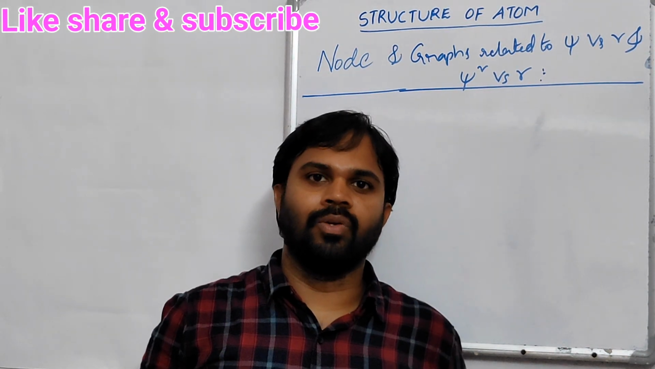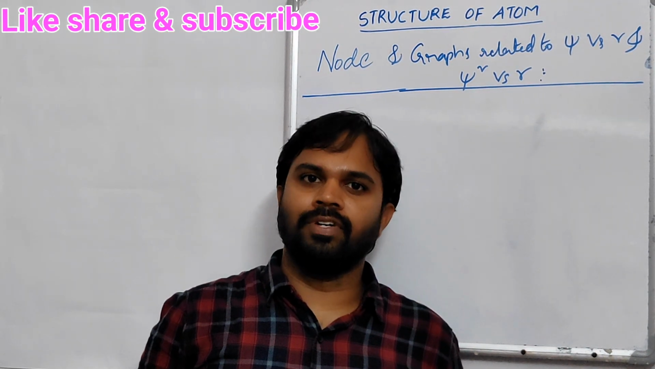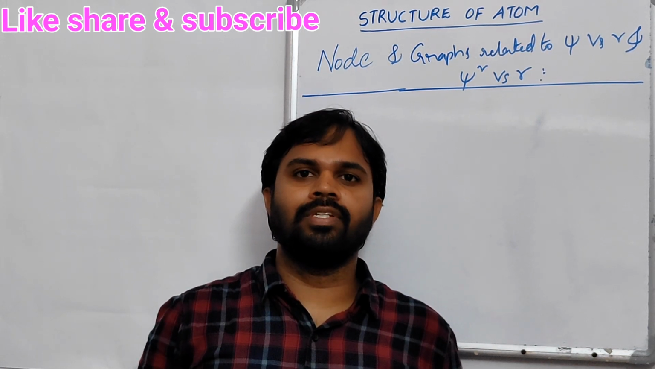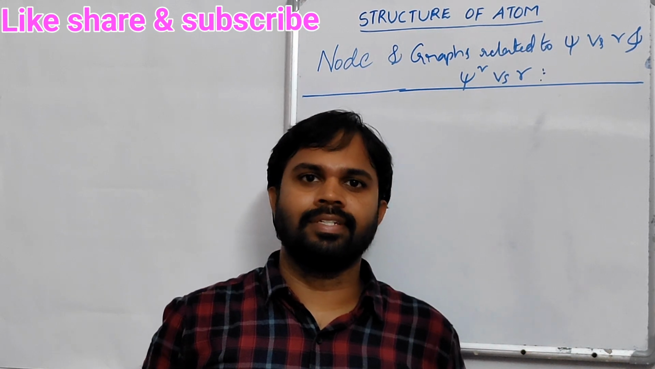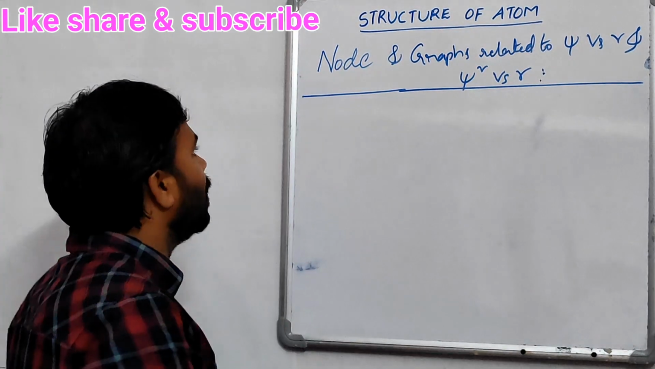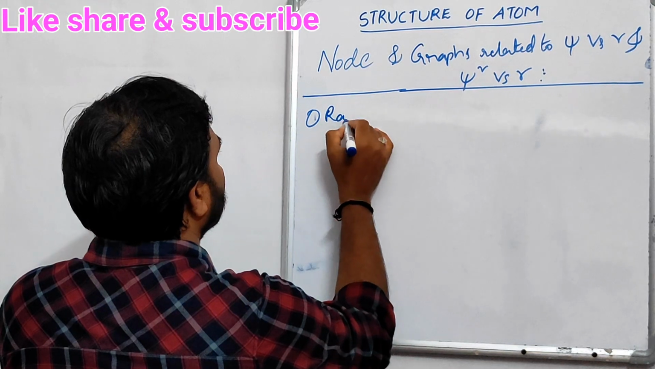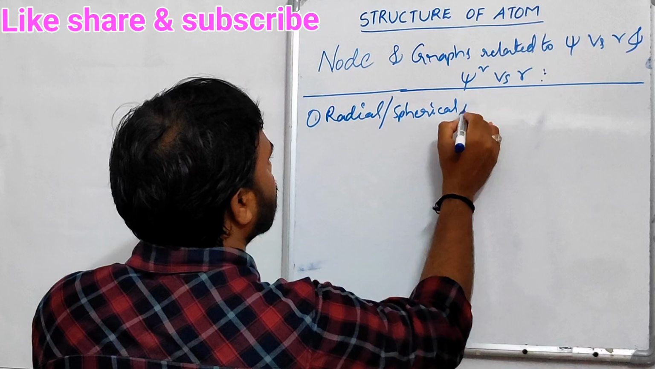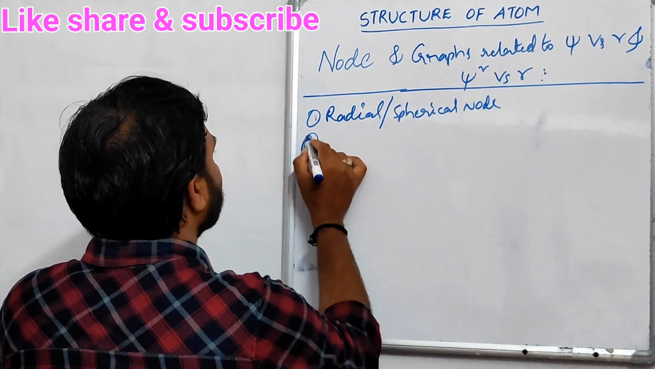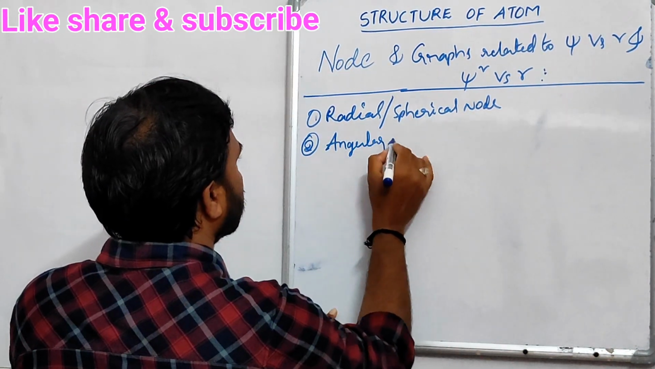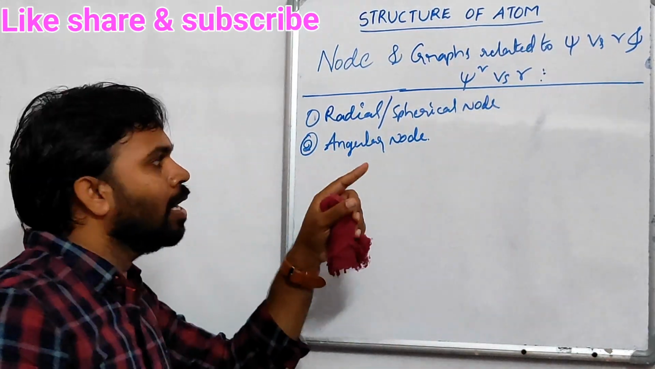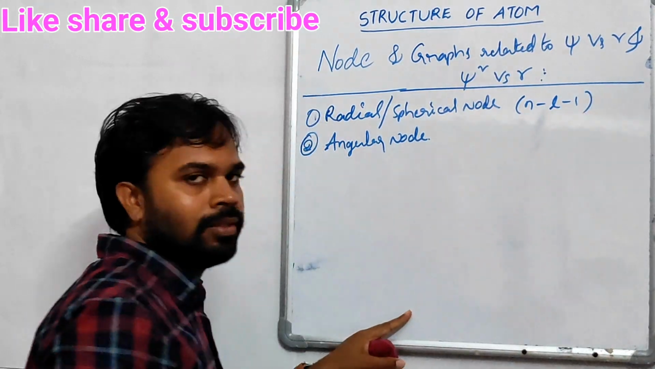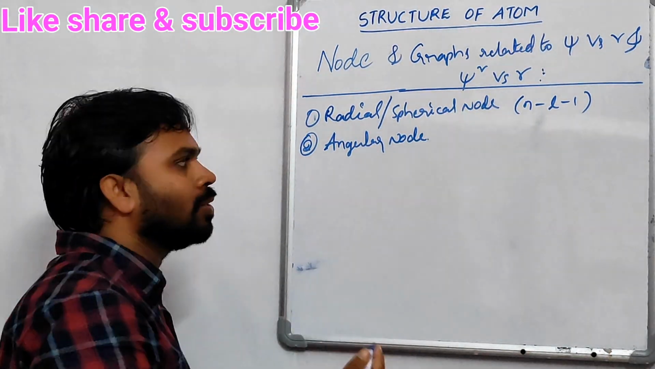Now come to the second topic, nodes and graphs related to psi versus r and psi square versus r. Now what is this node? Node is nothing but the space around the nucleus where the probability of finding electron is 0. We have two types of nodes. One is radial node. It is also called spherical node. And second one is angular node. For radial nodes, we have a formula that is n minus L minus 1. And for calculating angular nodes, that is equal to the L value.